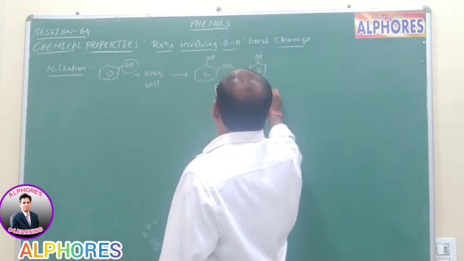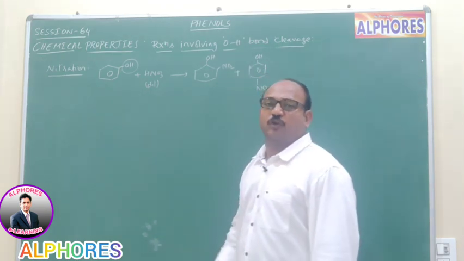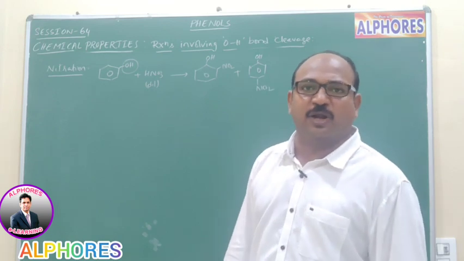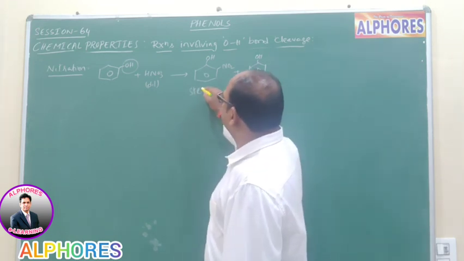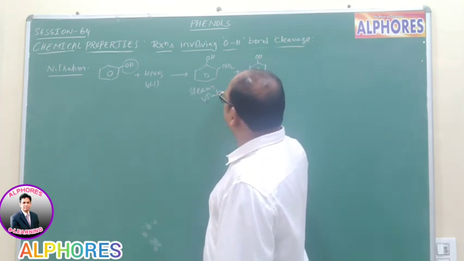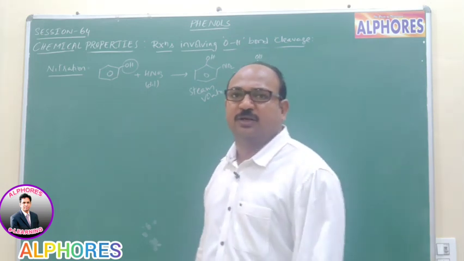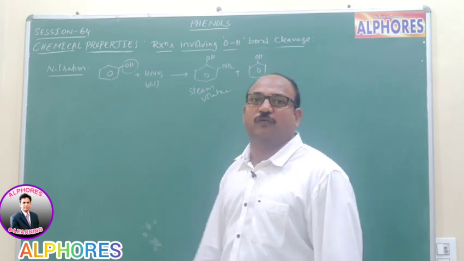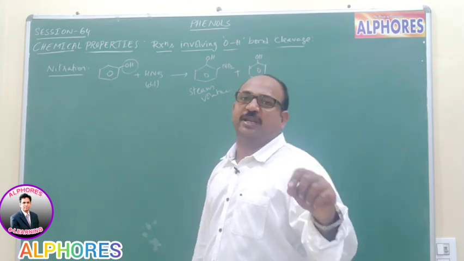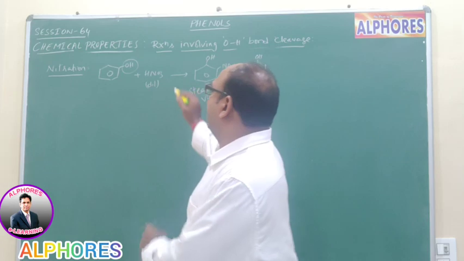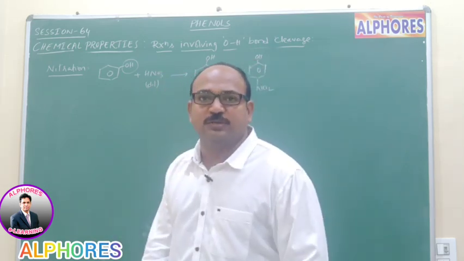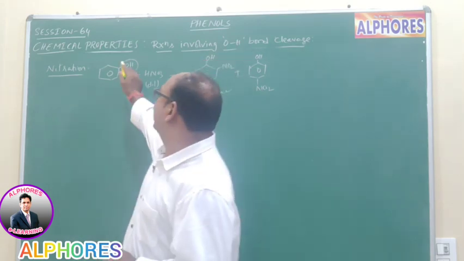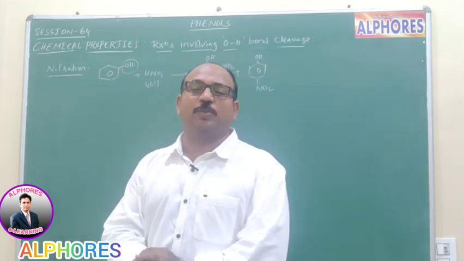And we already learned about these ortho and para-nitrophenols. Ortho-nitrophenol involves intramolecular hydrogen bonding. Ortho-nitrophenol is steam volatile, whereas para-nitrophenol is not steam volatile. So we can separate this mixture of ortho-nitrophenol and para-nitrophenol by steam distillation. And here dilute nitric acid only we have to use. If we are using concentrated nitric acid, then it oxidizes the phenolic OH group also.